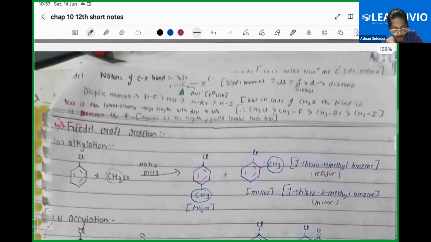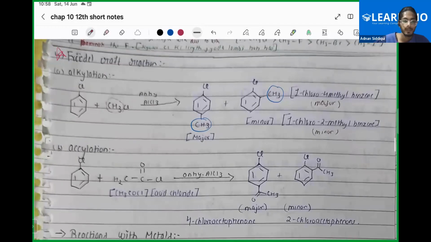See, this nature of C-X bond, we have already discussed in depth. We have also talked about the exception. They might ask you this question: why is CHCl3 more polar, or having more dipole moment, than CH3F, when the trend suggests something else? Why is this happening? Because the C-Cl bond is exceptionally long. I told you about this exception.